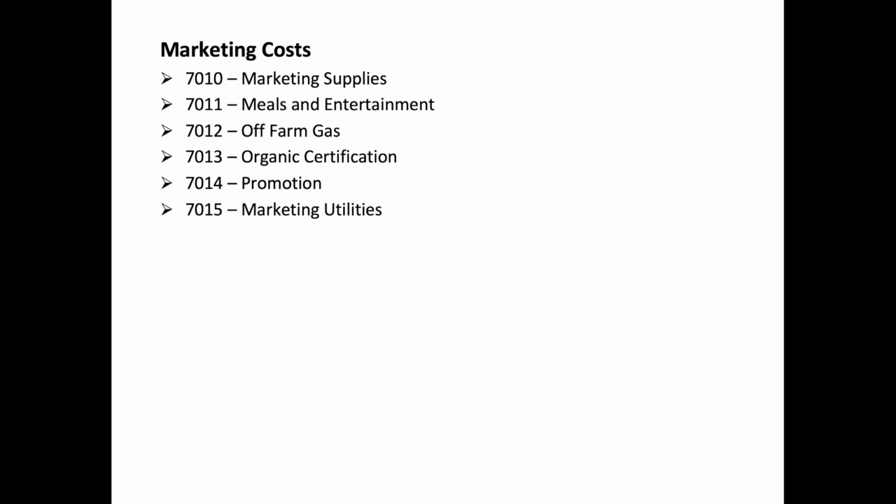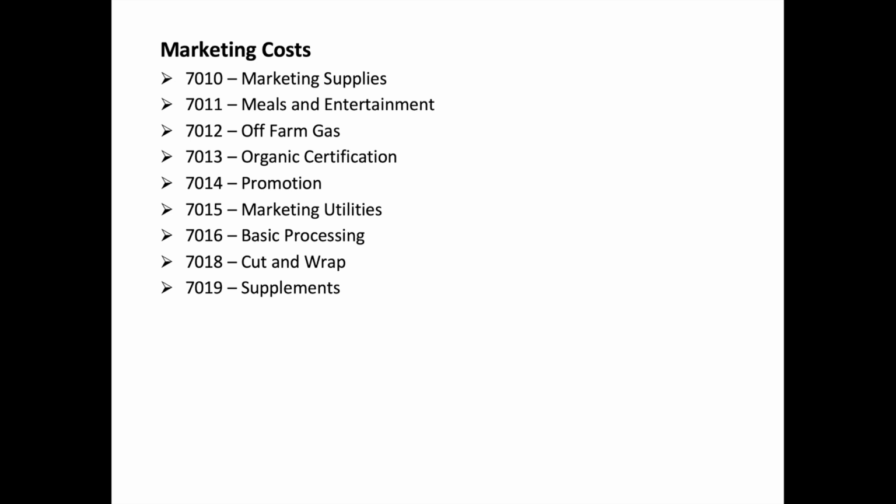Marketing utilities are, for example, your cooler costs, your electric bill for the barn where you do your post-harvest handling, or utilities at your farm stand. Basic processing is for costs incurred after the product is grown, like for roasting and salting your pistachio crop, or for pasteurizing your almonds. Cut and wrap is for costs incurred for slaughter and packaging of your meat animals.